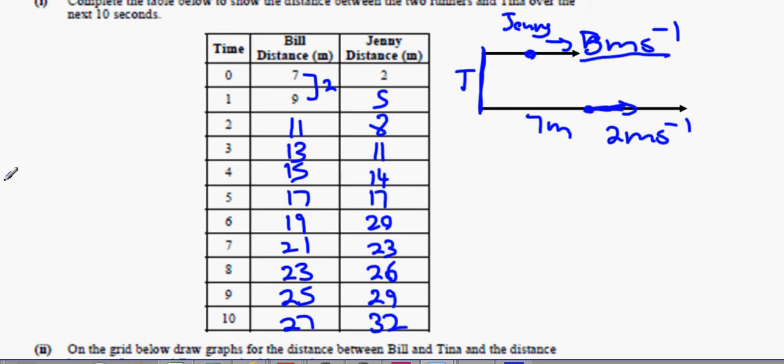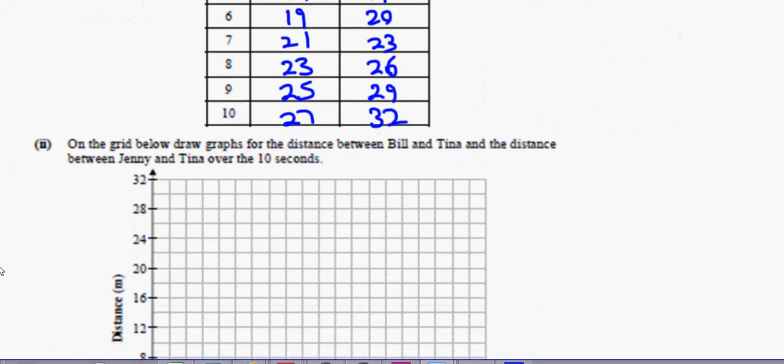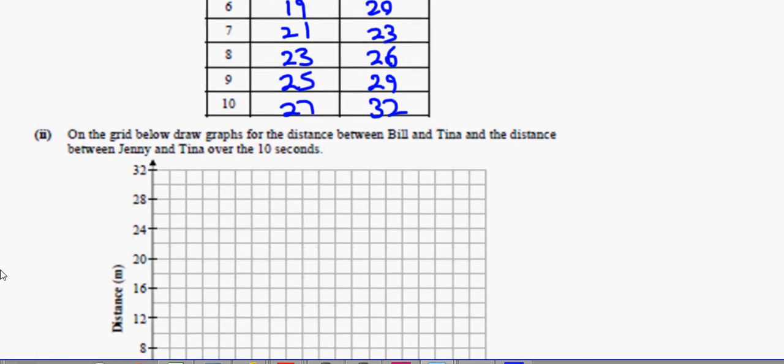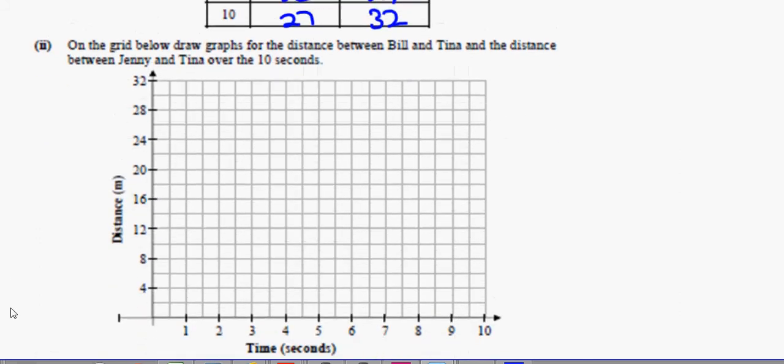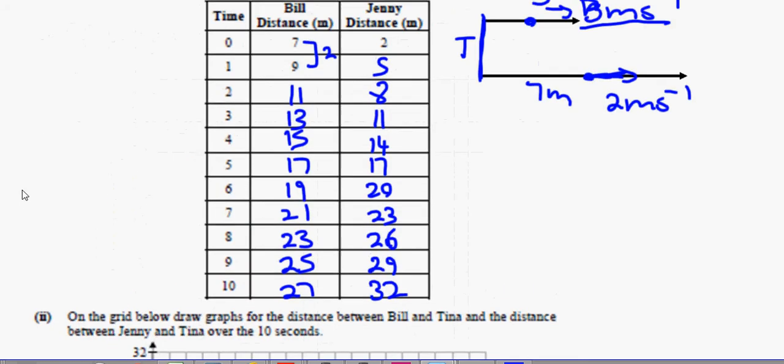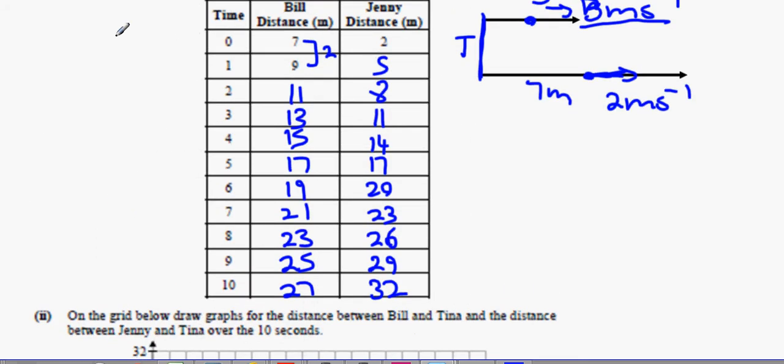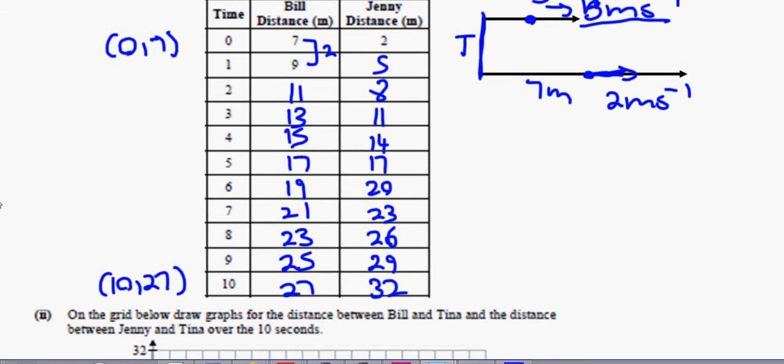Okay? On the grid below, draw graphs for the distance between Bill and Tina and the distance between Jenny and Tina over 10 seconds. Well, I'll do Bill and Tina first in blue. Now the trick is to do the first point, which is (0, 7), and the last point, which is (10, 27), and that will enable you to do it quicker. So (0, 7), (10, 27).